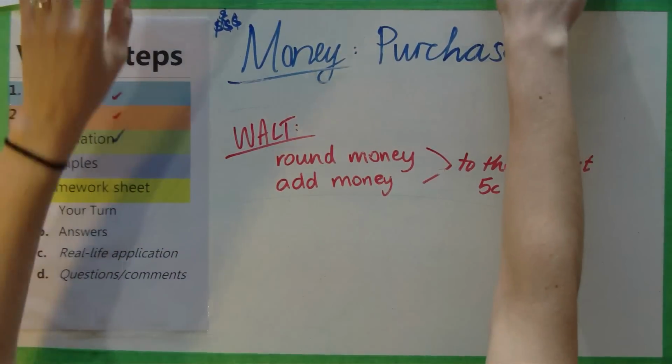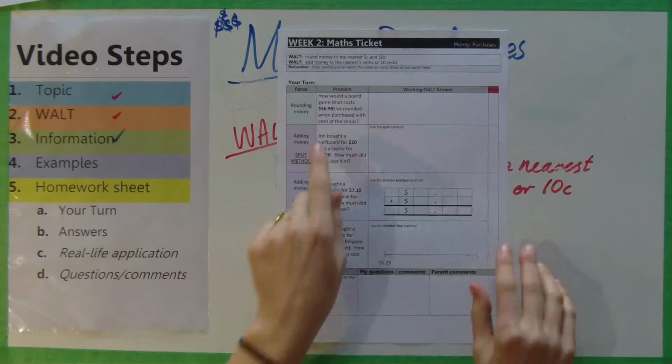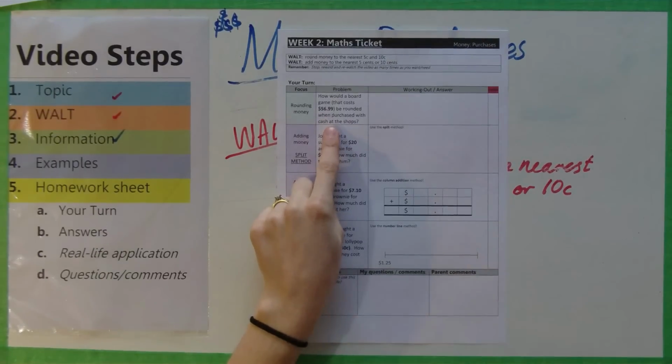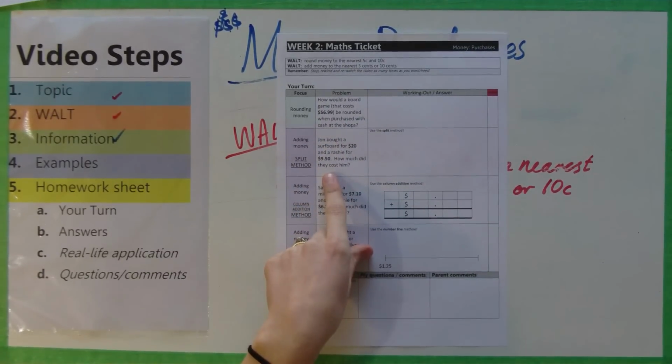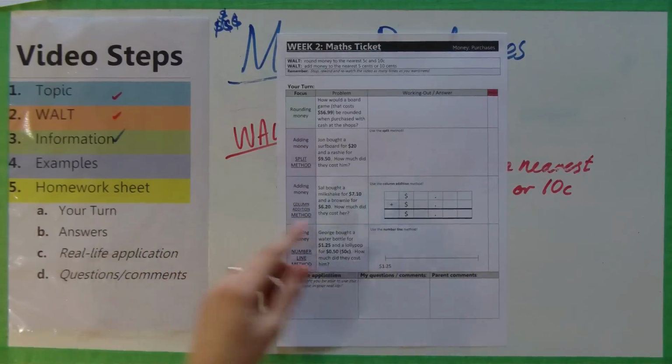So on your homework sheet we've got a few questions. First one is to do with rounding money. How would a board game that costs $56.99 be rounded when purchased with cash at the shops? John bought a surfboard for $20 and a rashi for $9.50. How much did that cost him? Have a go please at using the split method for that one. If you're not sure what that is, rewind the video, watch my example.